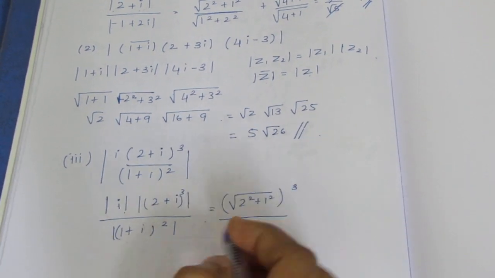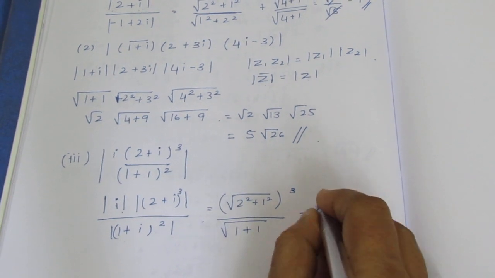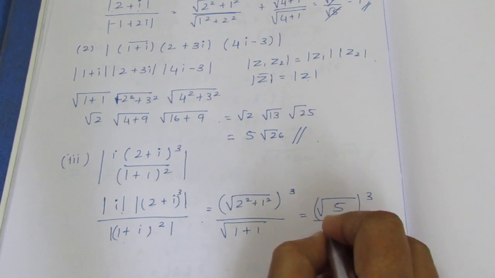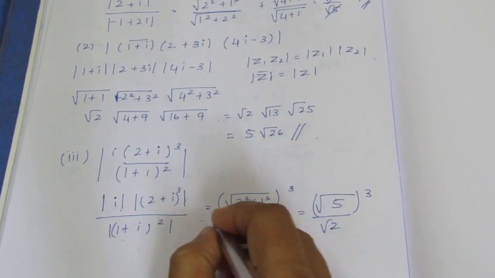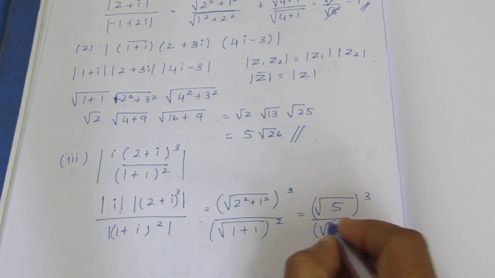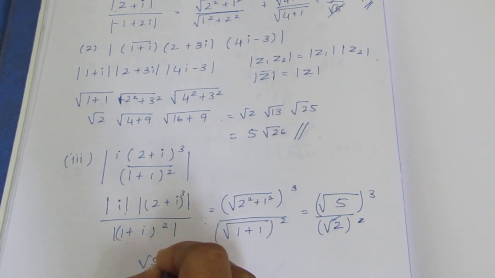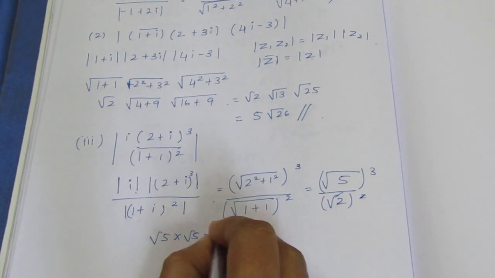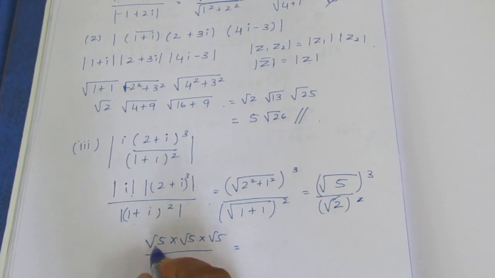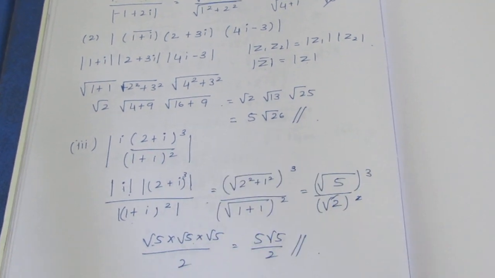By the same way, below, the modulus of 1 plus i is root of 1 square plus 1 square, which is root 2, the whole square. The square and root cancel. Above, root 5 into root 5 into root 5; root cubed means root 5 into root 5 into root 5. Below, the square and root cancel, leaving 2. This gives root 5 into root 5, which is 5 root 5, by 2, as the answer.